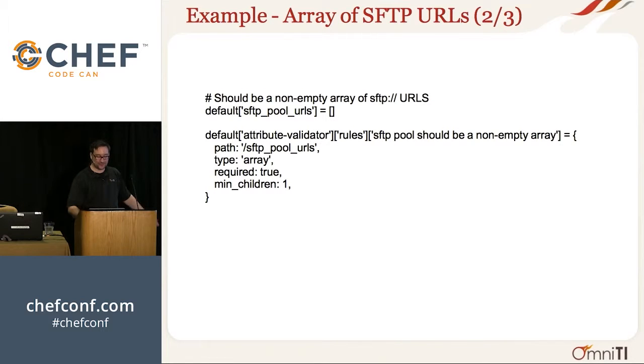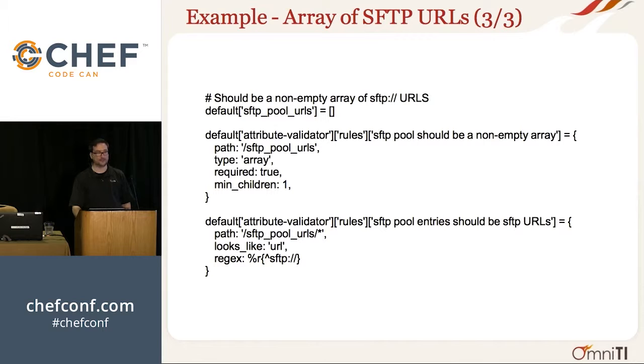So required's true, min children 1, have to have at least 1. So that means out of the box, this will fail validation because you're not providing at least 1 child. So get on that. Reproduce. Comedy. So all right, the next thing here, at this point, we validated the array itself.